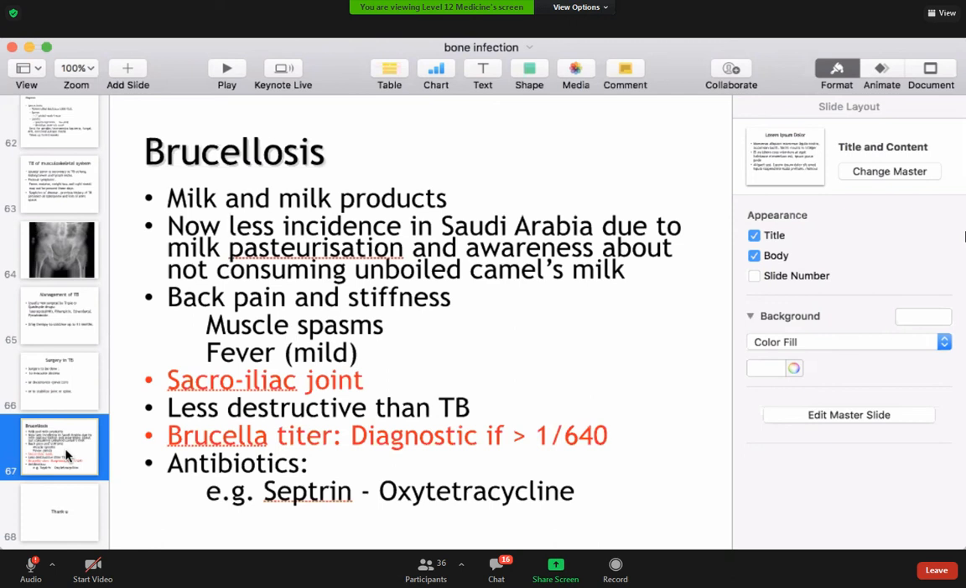You should check the Brucella titer. It's diagnostic if it's more than 640. Antibiotics are streptomycin or oxytetracycline. And then mostly the treatment is medical. So now we come to the end of this lecture.